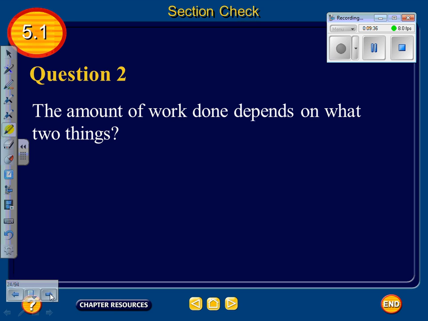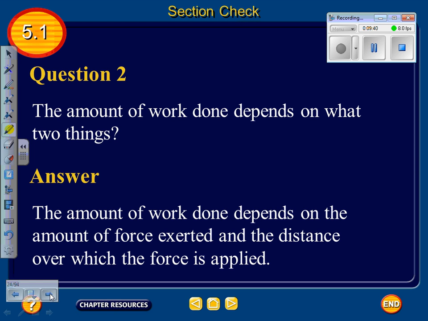Question 2. The amount of work done depends on what 2 things? The answer is the amount of work done depends on the amount of force exerted and the distance over which the force is applied.